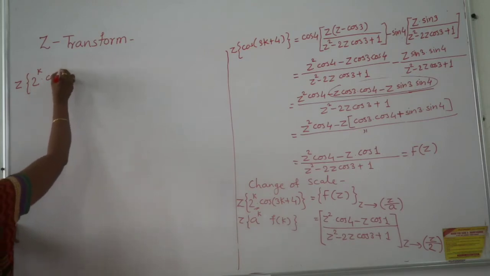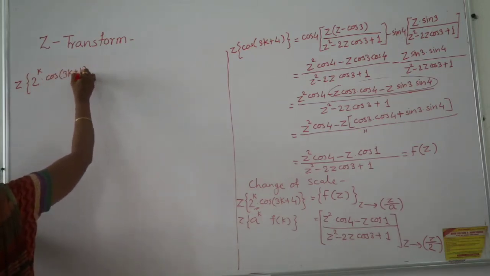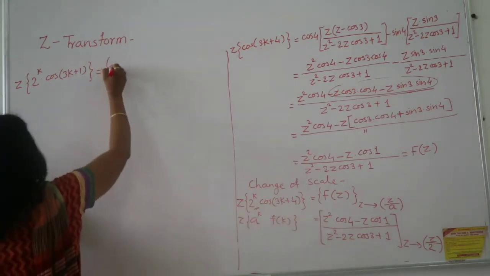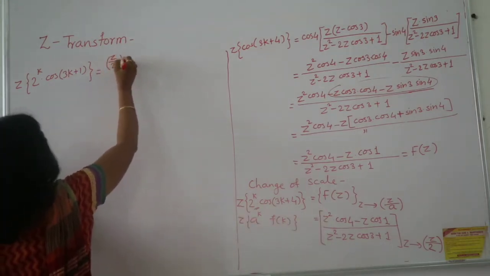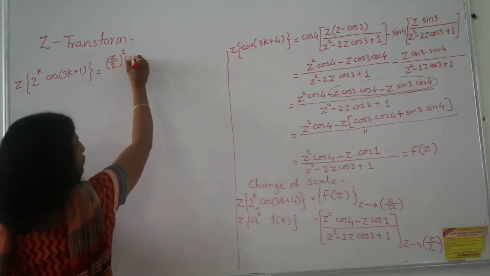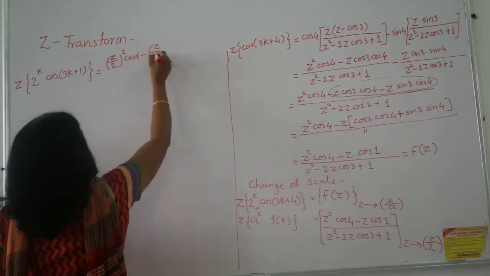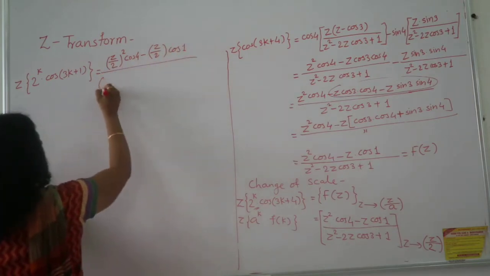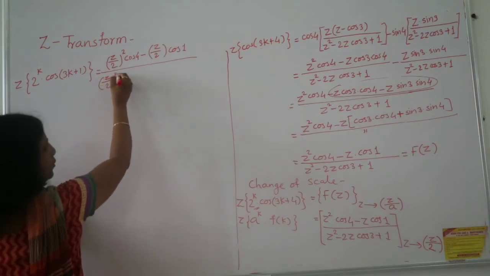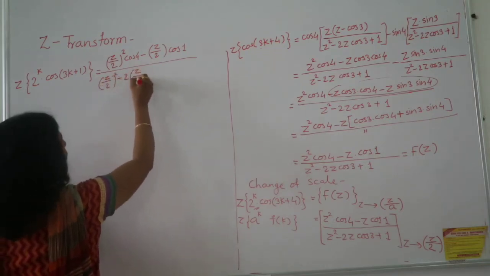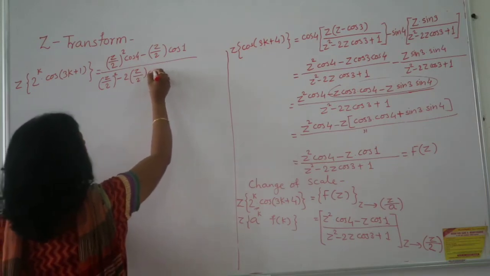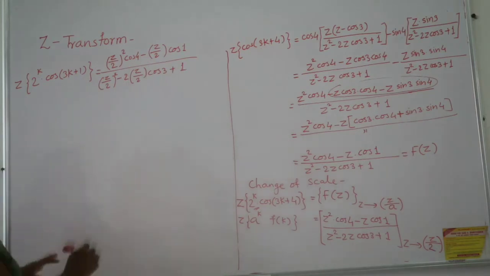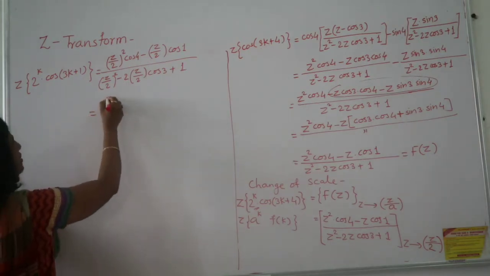2 raised to k cos(3k plus 4) is equal to, now I just replace z by z upon 2: z upon 2 square multiplied by cos 4 minus z upon 2 into cos 1, and the whole divided by the denominator, also with z replaced by z upon 2: z upon 2 square minus 2 multiplied by z upon 2 cos 3 plus 1. Right? Okay.